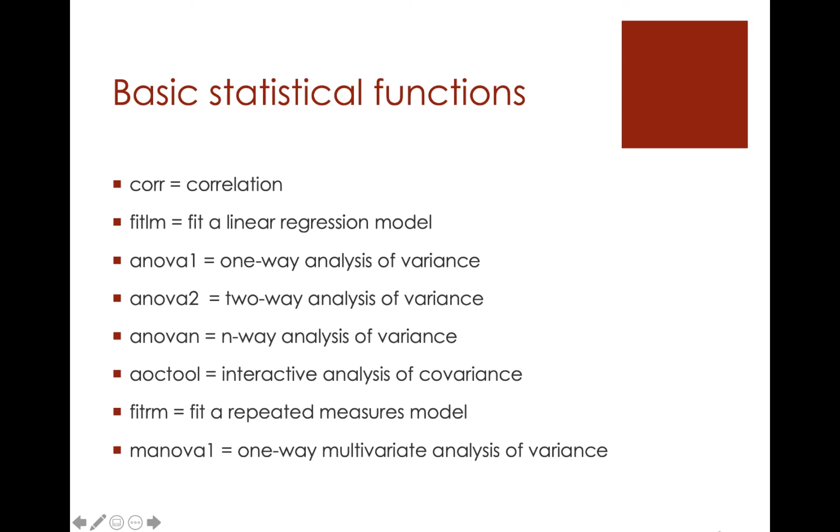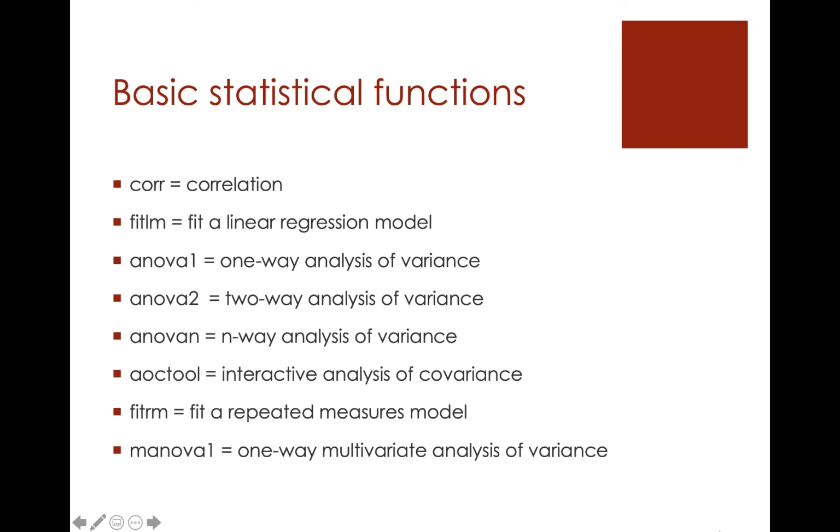And there are a bunch of different ways to run analysis of variance, or ANOVAs. There's one-way analysis of variance, where you have only one variable or factor that's predicting changes in a different variable. You can have a two-way analysis of variance, in which you have two factors that are predicting an outcome measure. And you can have an n-way analysis of variance, so anything greater than two factors of interest can be run using the ANOVAN function. The AOCTOOL is an interactive analysis of covariance, and we won't actually go through this ourselves today, but each of these different ANOVA functions can be pretty straightforward and worth looking at.